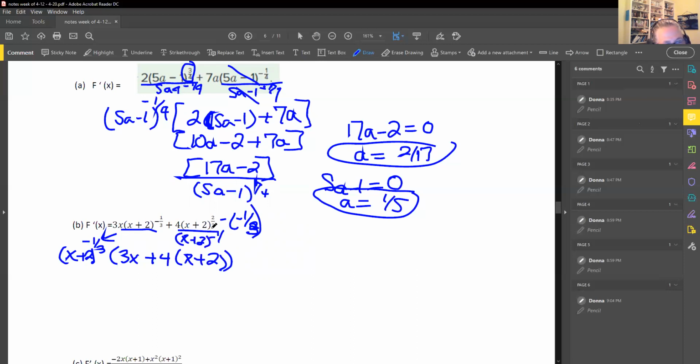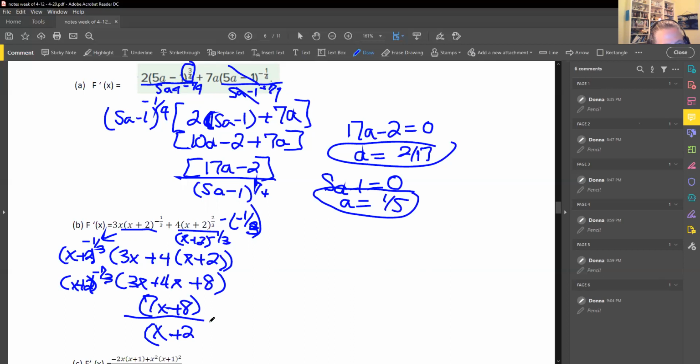Just to kind of keep that straight, I did 2/3 minus negative 1/3. So that's going to be 1. That's why it became that. So I can simplify this here. 3x, distribute the 4, plus 4x plus 8. Okay, and this is going to equal 7x plus 8 over x plus 2 to the 1/3.